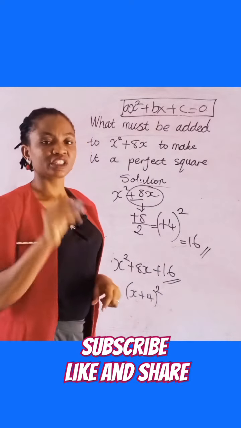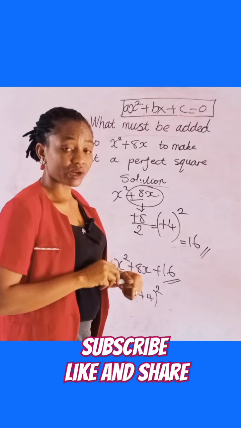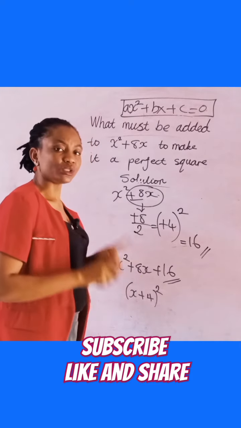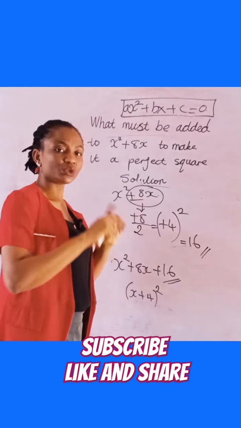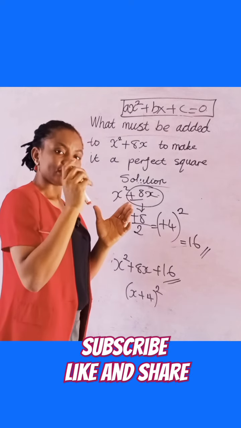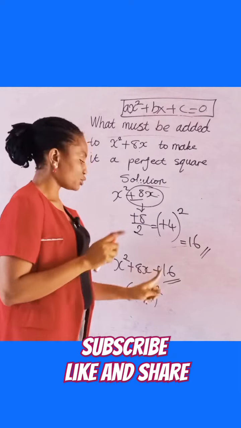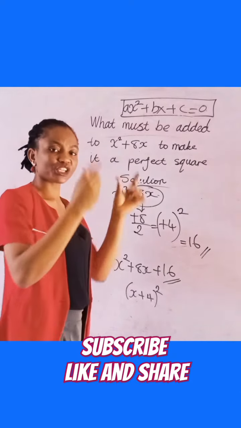So in summary, if you want to make any quadratic equation or expression a perfect square, ensure that the coefficient of x squared is unity, that is 1, and then take half of the coefficient of x itself and then square the result. It will give you a value that will make the expression or the equation a perfect square.